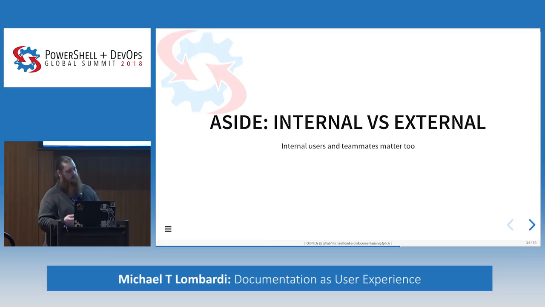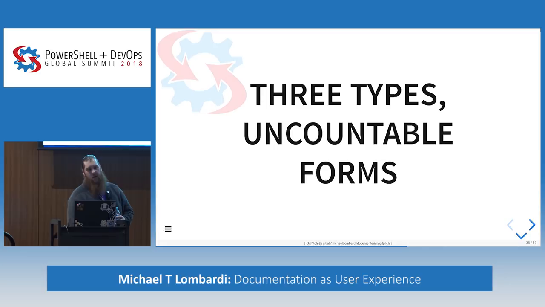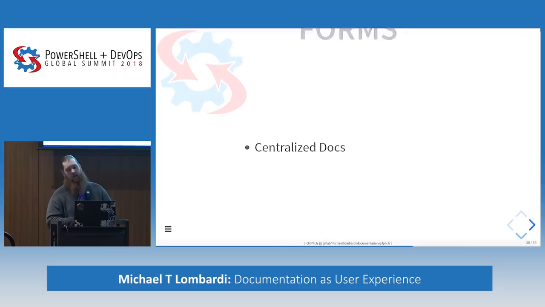So you've got three types of documentation, right? But there's uncountable forms, and I'm not kidding. I literally didn't count these. You can if you want. So there's centralized docs, this is the stuff we're all really familiar with, right?